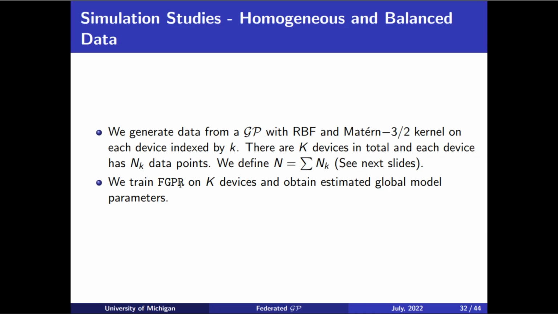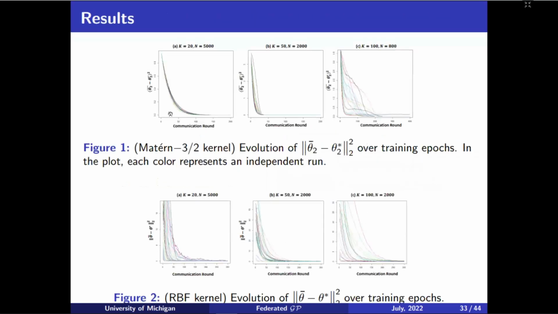We train FGPR on the K devices and obtain the final estimated global model parameters. In this figure, we plot the difference between the estimated model parameter and the global optimal model parameters with respect to the communication round. As you can see, all the patterns follow the big O of 1 over T trend, which means our theoretical result is correct.